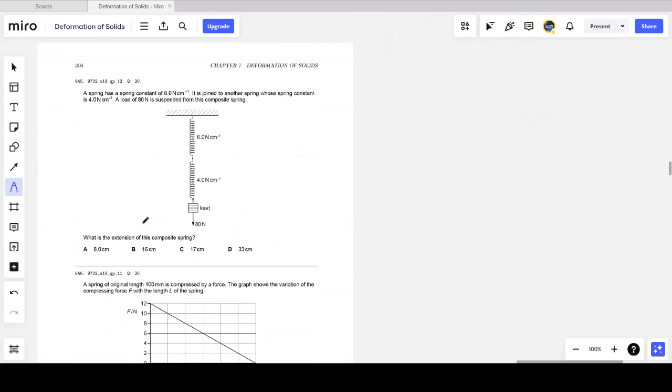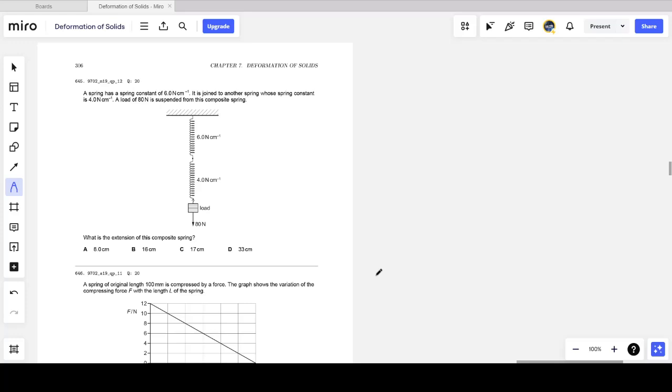The next question is from the March 2019 exam, from question paper 1, variant 2, and it's question 20 from that paper, and it's about springs. We're told that a spring has a spring constant of 6 newtons per centimeter. It is joined to another spring whose spring constant is 4 newtons per centimeter, and a load of 80 newtons is suspended from this composite spring. We want to know the extension of this composite spring.